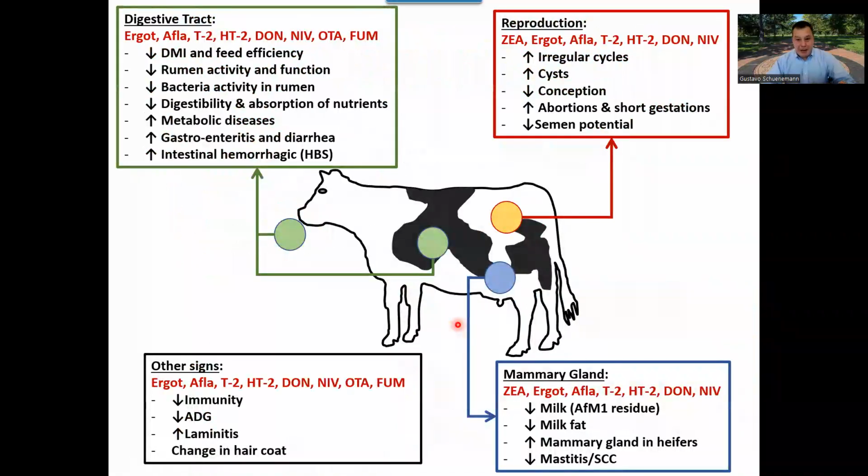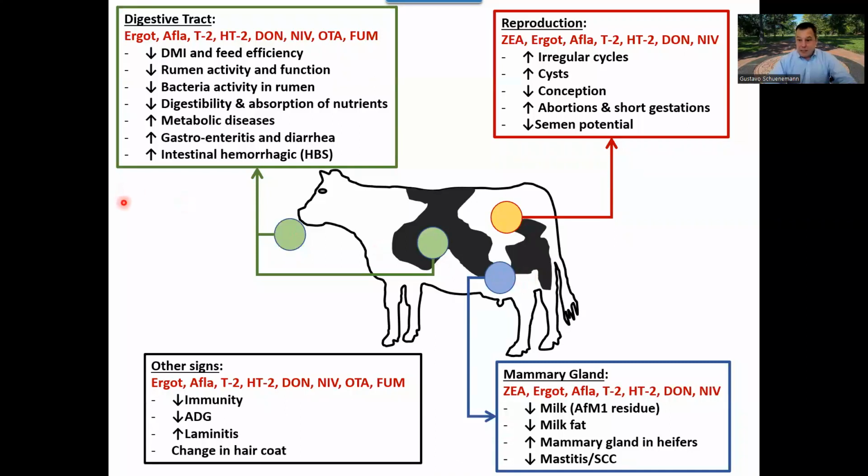So here is the summary, if you want to look at what are the main targets or the main organs that have been compromised with some of these mycotoxins, right? So you have the 4 major tissues there, right? The mycotoxins and red, and what are the clinical signs? Some of them could be subclinical, and some of them are clinical, right?